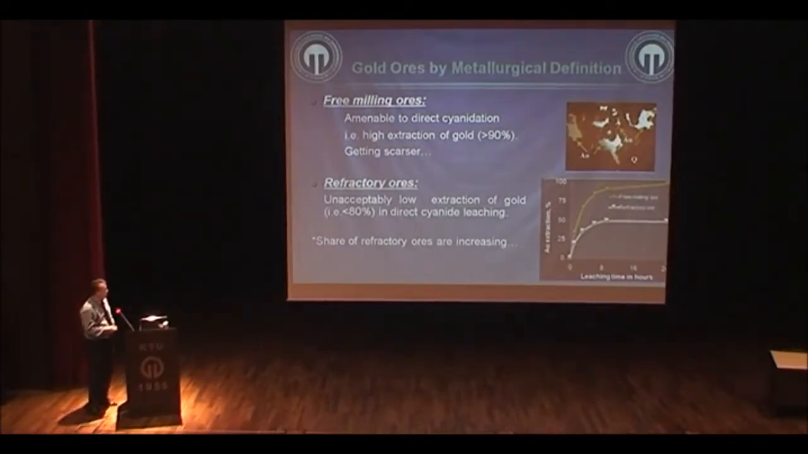And refractory ores are defined as those ores with unacceptably low extraction of gold, which is characteristic in their cyanide leaching. So low recoveries are essentially below 80%. The share of refractory ores is increasing, and new deposits are generally more refractory. We can see the free milling ores are quite coarse and easily treated by either gravity methods or direct cyanide leaching.